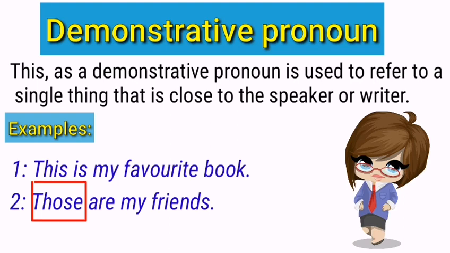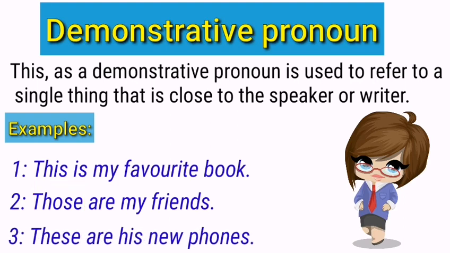These are his new phones. Observe this example. The word, these, is a demonstrative pronoun because after this word, the verb directly has come and it is used when something is near to us and that must be plural and not singular. If a verb did not come after this word then it would be a demonstrative adjective and not a demonstrative pronoun. So here, the verb comes directly, so that is why it is a demonstrative pronoun.